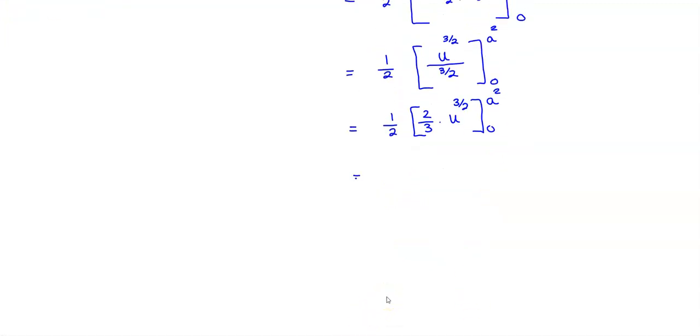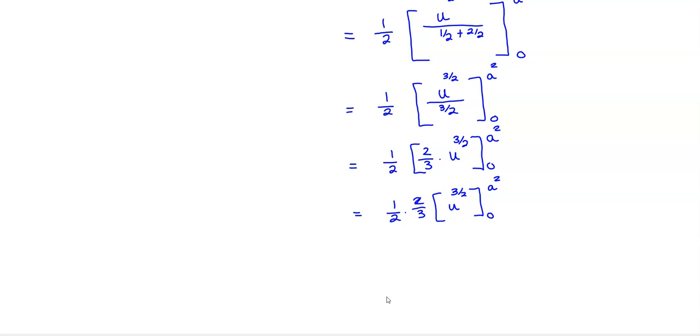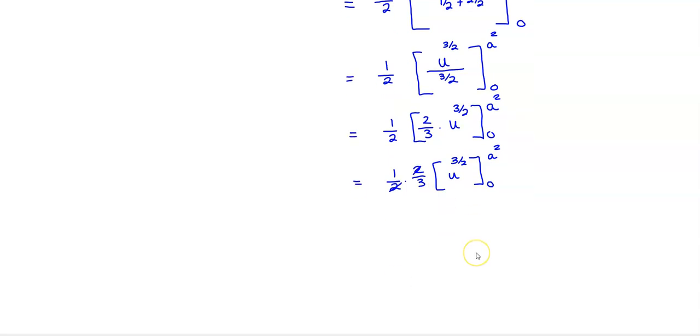Okay, so now we're going to factor out the constant. So we have 1/2 times 2/3 times u to the 3/2, going from 0 to a squared. Well, what do we know about the numerator 2 and the denominator 2? Well, this is now going to become 1. So now we have 1/3 times u to the 3/2 going from 0 to a squared. Okay, now let's go ahead and evaluate.